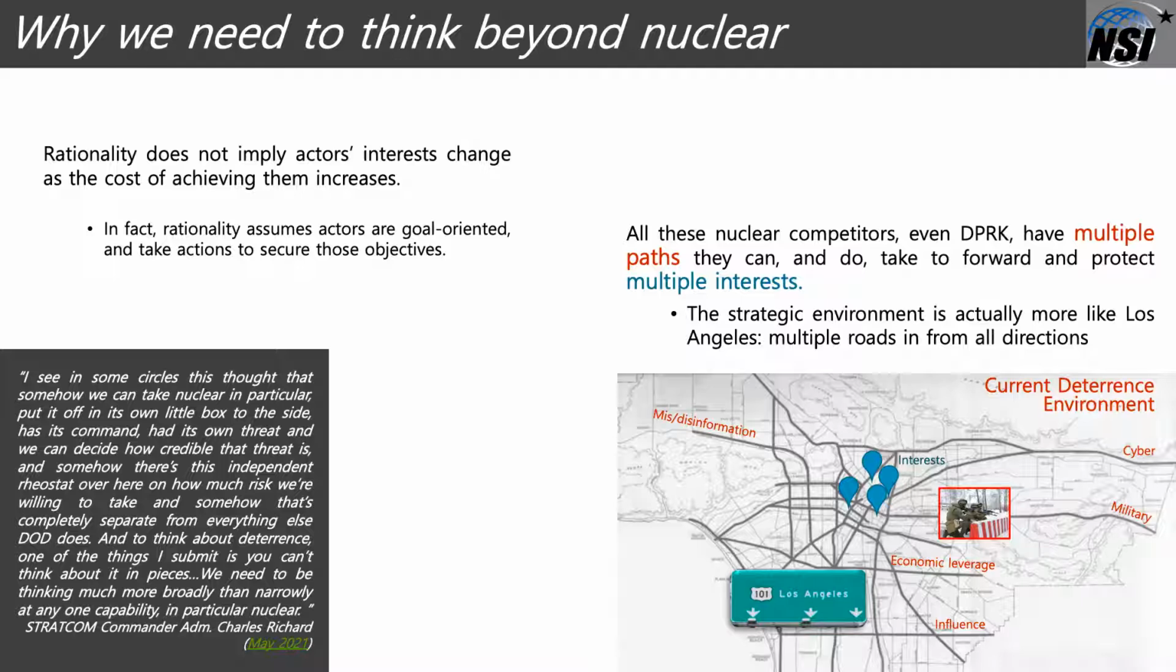All US nuclear adversaries, even the DPRK, have various forms of power available to them, creating multiple paths they can and do take to forward and protect their multiple interests. If our understanding of the strategic environment does not include a clear understanding of all our adversaries' interests and capabilities, we will not be able to predict how they will perceive and respond to changes in that environment, including US actions. Our map will effectively remain Moab, even though the strategic environment itself looks more like LA.